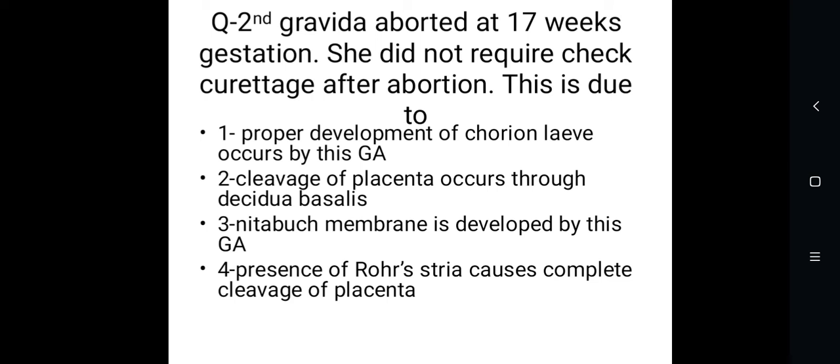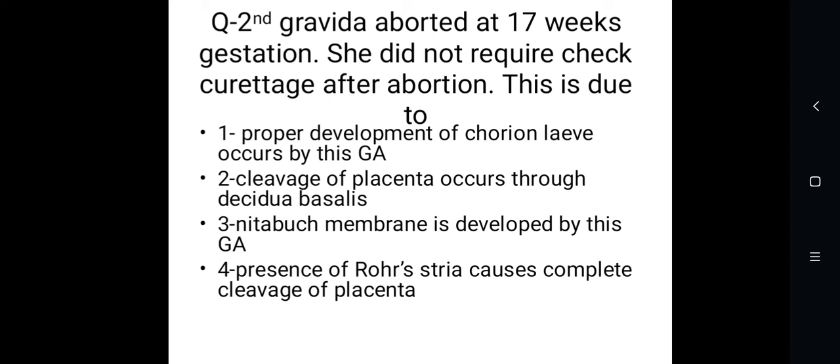Check curettage is done to remove any fetal or placental remnant in the uterine cavity after the product of conception is cast out. But after 17 weeks, it is not needed much. Why is it not needed? There is no role of chorion laeve in that. Okay, so option A is not correct. Cleavage of placenta occurs through decidua basalis. This is the wrong option. You should know that cleavage of placenta occurs through decidua, not through basalis but spongiosum. And this second option is not correct.